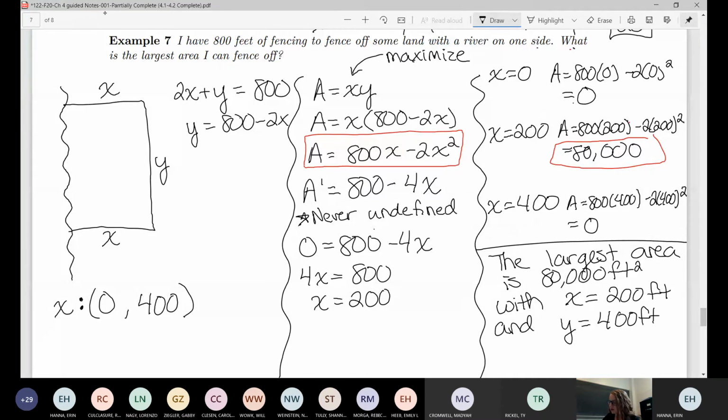And just in case, where the heck did I get that from? This is when I go back to that y equals 800 minus 2x. 800 minus 2 times 200 gives us 400. So that's where I'm getting the y equals 400 from.